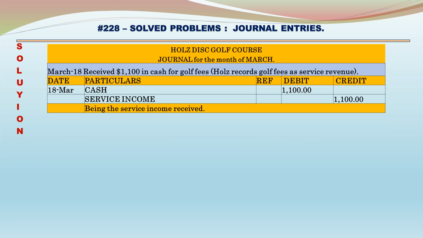March 18. Received 1100 in cash for golf fees. Hol's records golf fees as service revenue. Cash debit 1100, service income credit 1100, being the service income received.